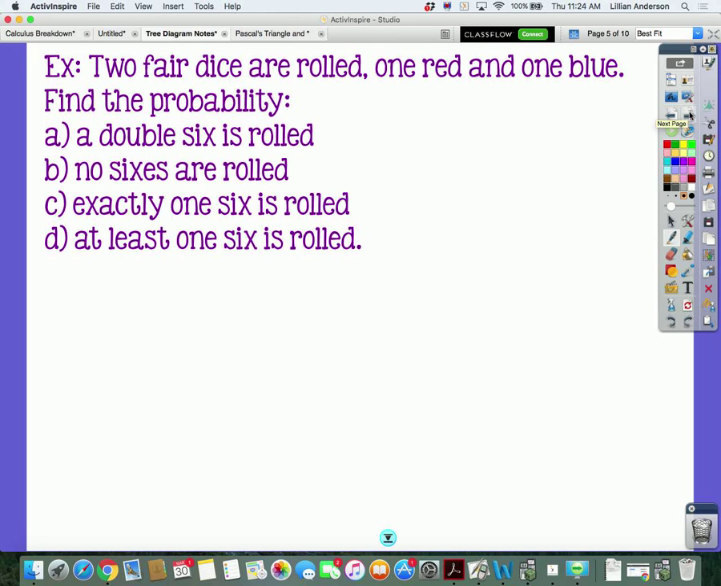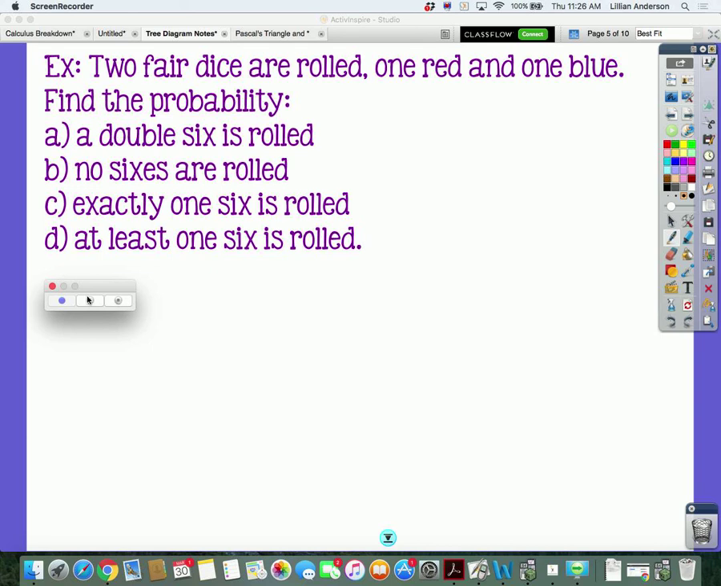It says two fair dice are rolled, one red and one blue. We are going to find the probability that these four things happen: we get a double six, no sixes, exactly one six, and at least one six are rolled. All right, two fair dice are rolled. We have one red and one blue, okay? And I don't want you to think we're rolling the red die and the blue die at the same time. Think of it as you're rolling a red die and you're rolling the blue die, or vice versa, you're rolling the blue die and rolling the red die.